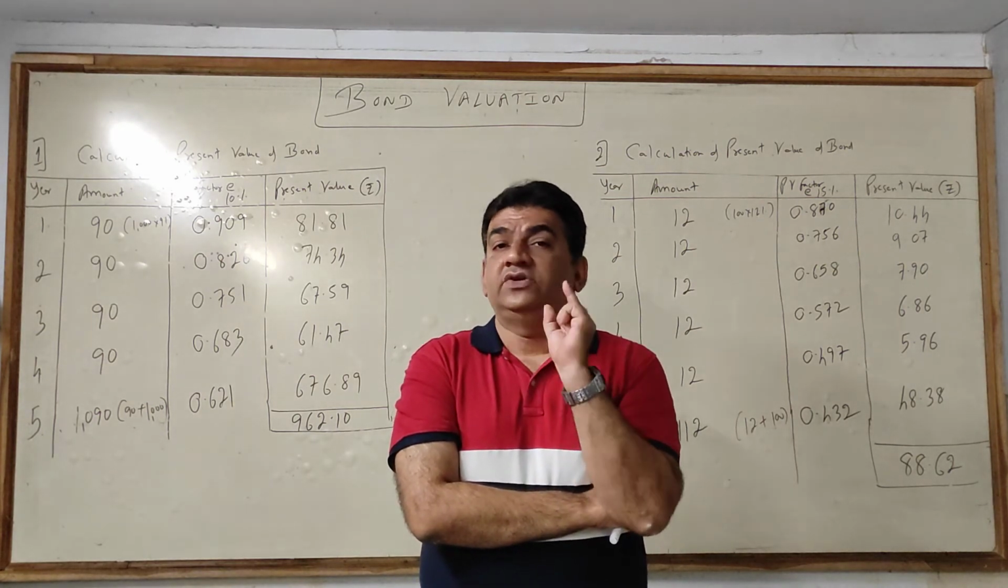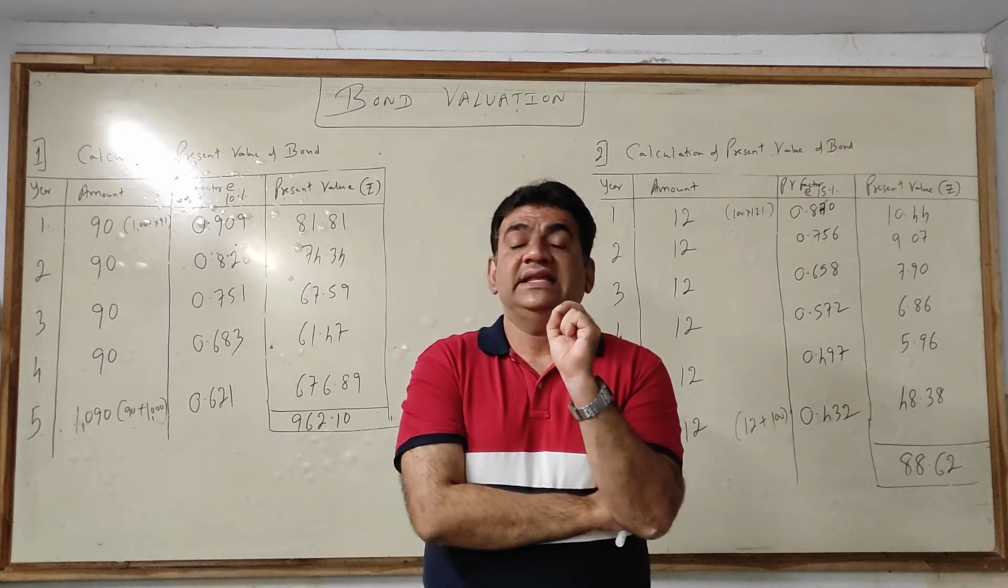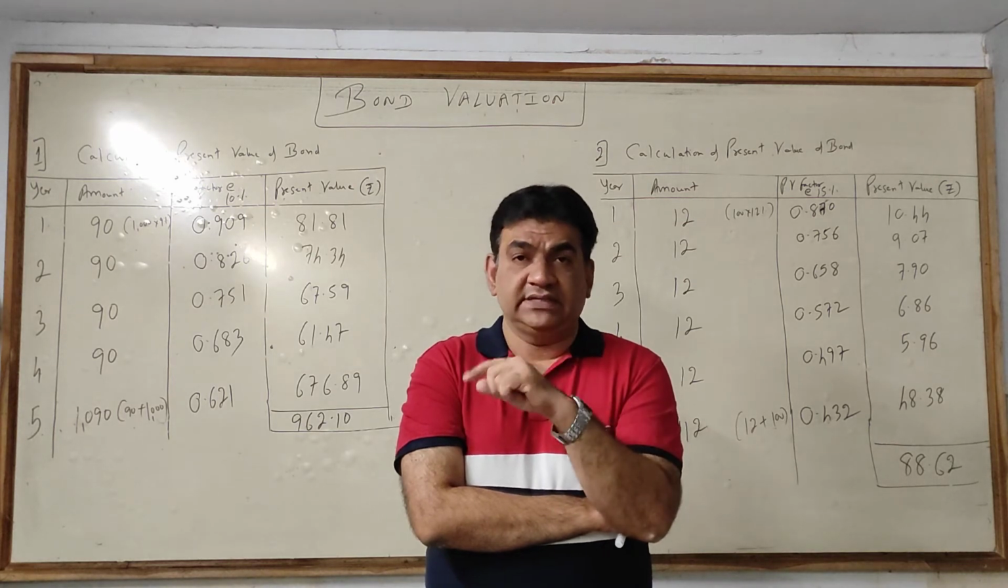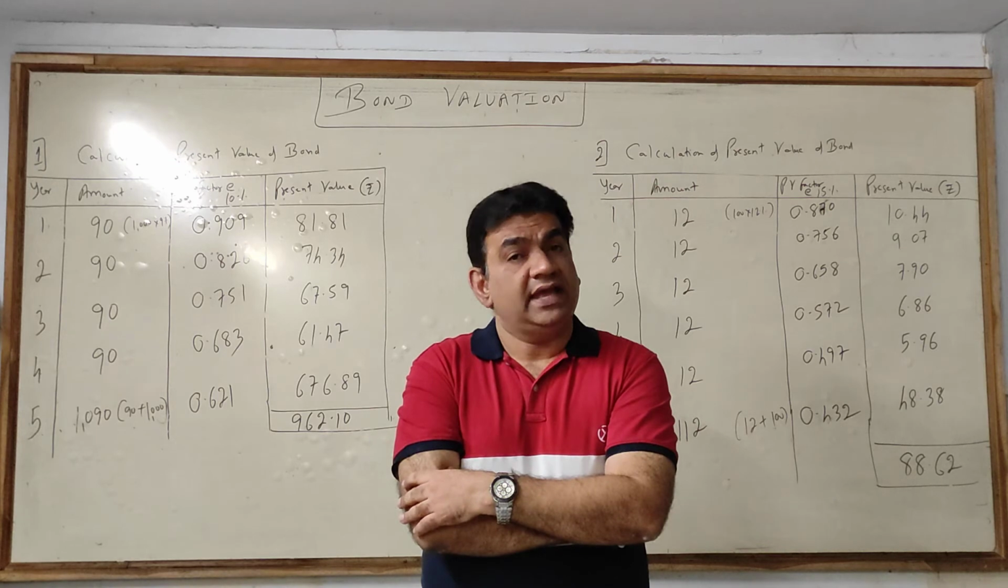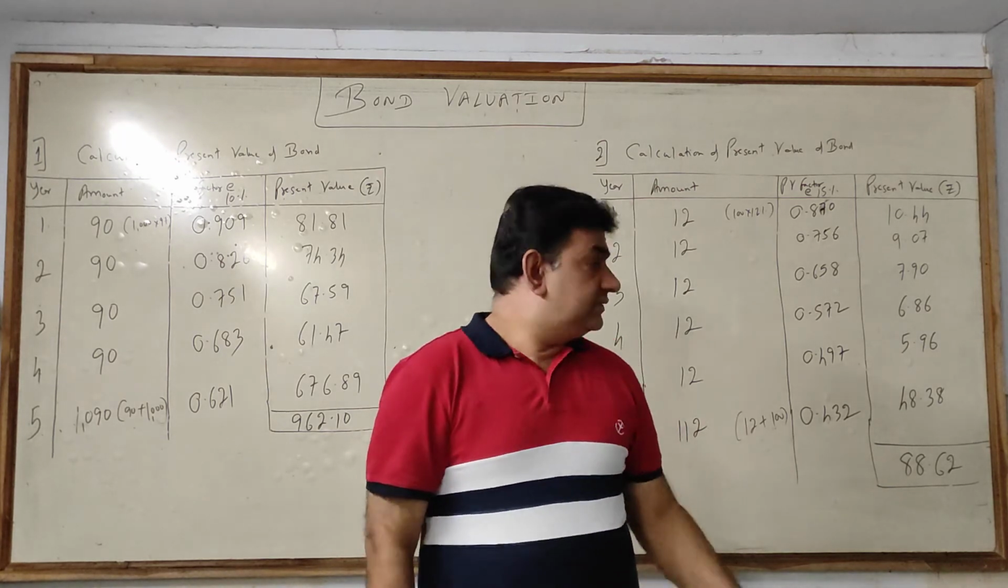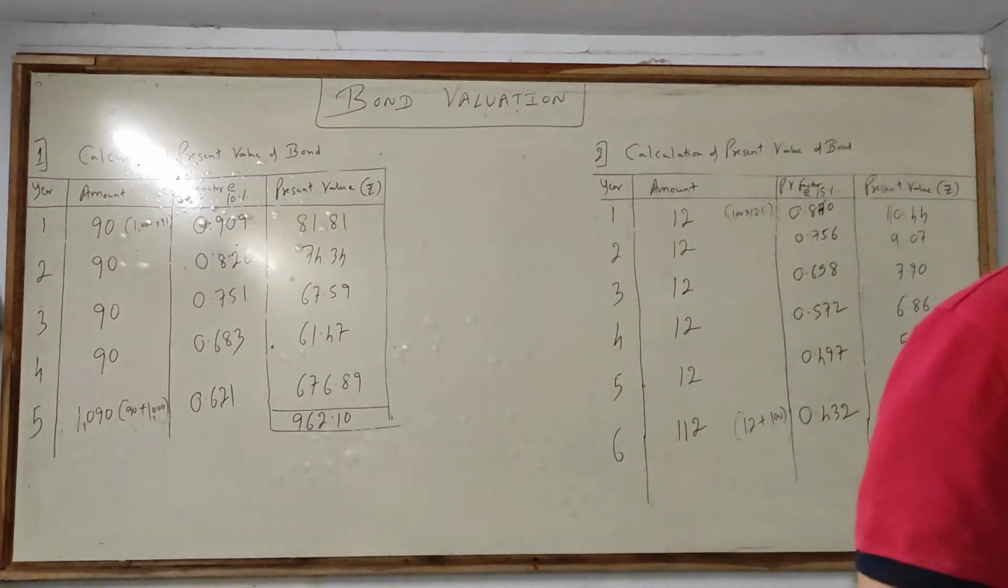Got it, guys? You will buy when the market price is either 88.62 or less than 88.62. But if your market price is more than the present value, then it is expensive. Clear, guys? So these were the first two sums. I'll just be back with the format of the next sums.